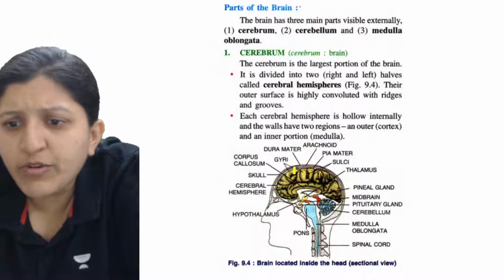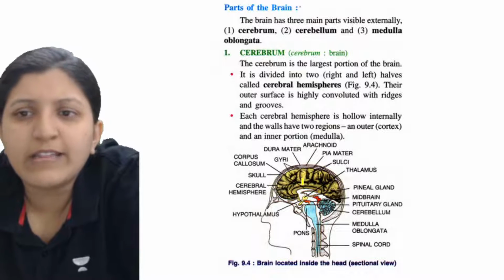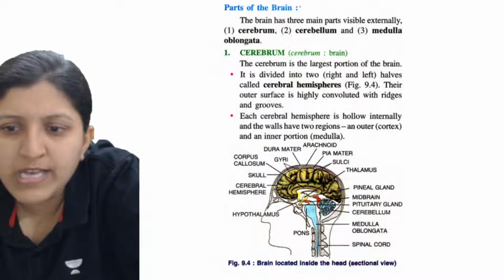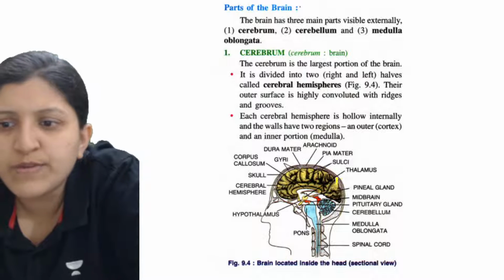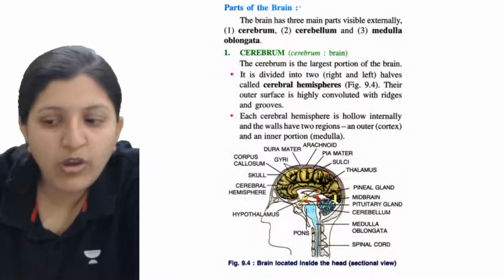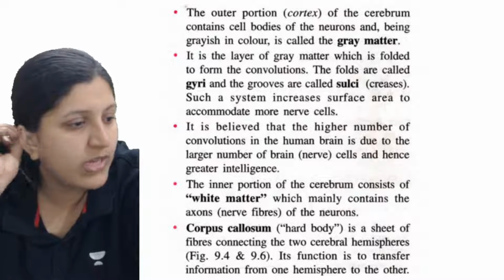Okay, now you can see there are sulci and gyri. Sulci and gyri are nothing but the ridges and grooves which are shown there. All these parts are shown: the corpus callosum, the pineal gland, the midbrain. When you are drawing the brain structure, make sure that every part is included.